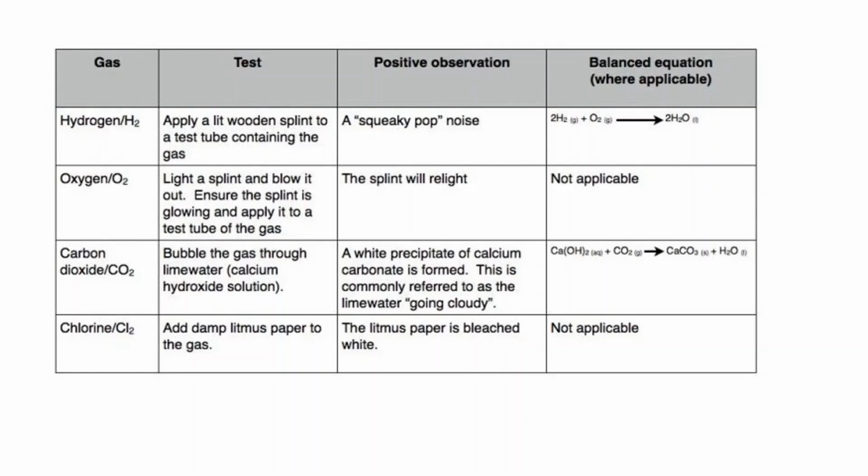Chlorine gas, you add damp litmus paper. Litmus paper is an indicator to determine whether something's alkaline or acidic. It's just a strip of blue paper or red paper. For example, if something is acidic and you put blue litmus paper to that substance, then it will turn red. With chlorine, the litmus paper is bleached white.